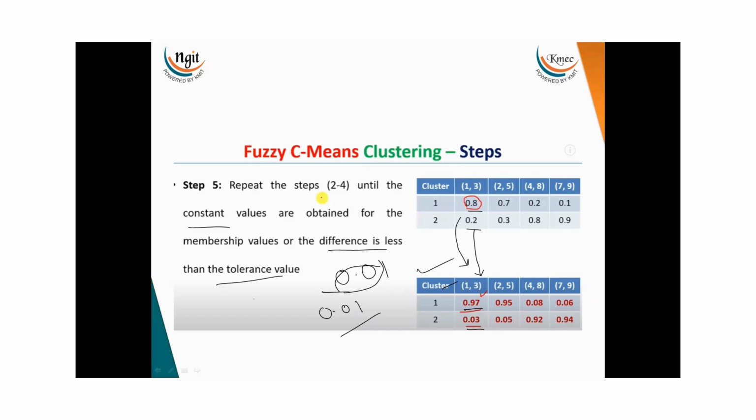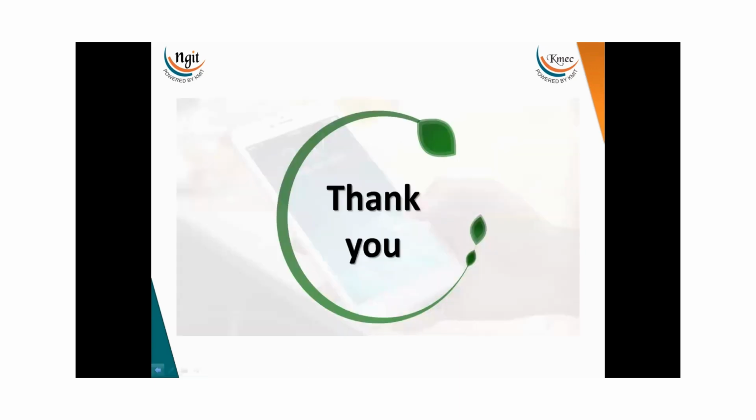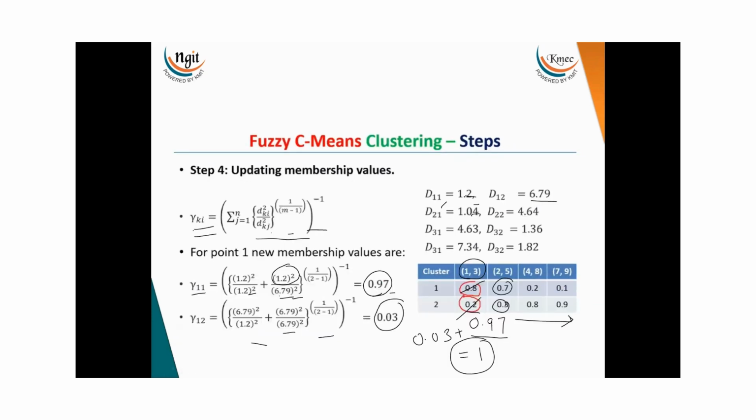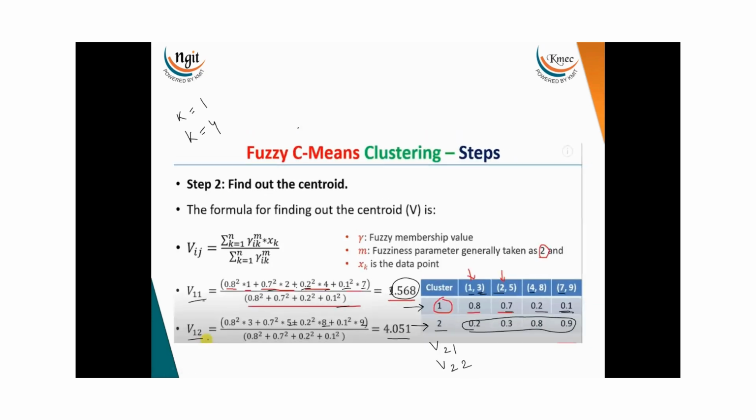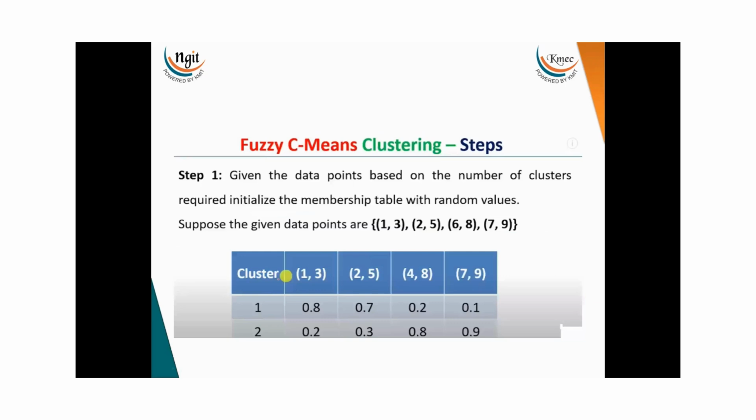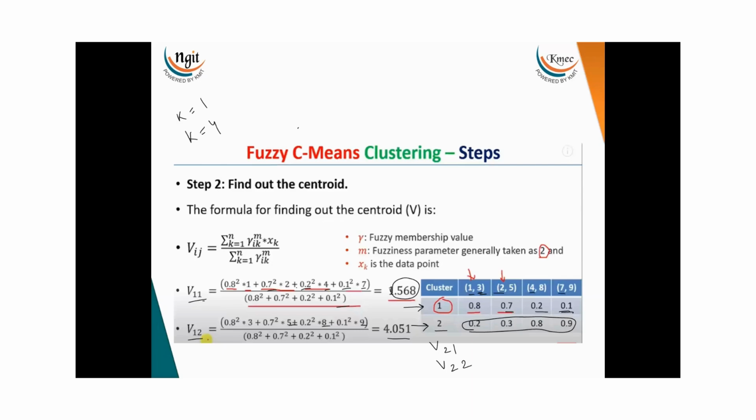So this is all about the fuzzy C-means algorithm. I hope it is clear to you how the fuzzy C-means algorithm works. Your fuzzy C-means algorithm is divided into how many steps? 4 steps, 5 steps. We have discussed that the first step is initializing random values in the membership table, saying that every data point has a probability of belonging to cluster 1 and cluster 2. So the first step is preparing the membership table. In the second step we are finding the centroid.